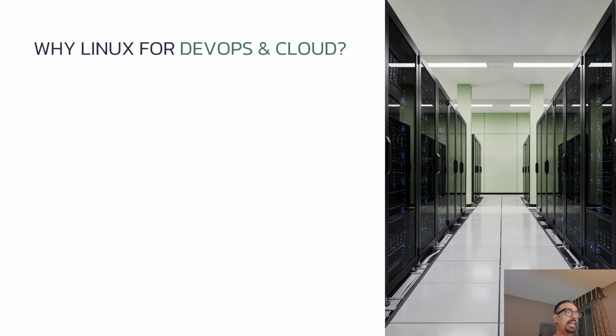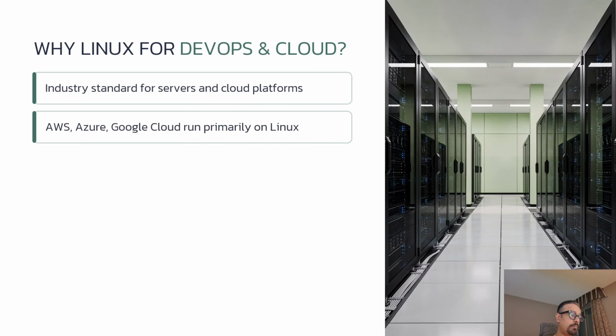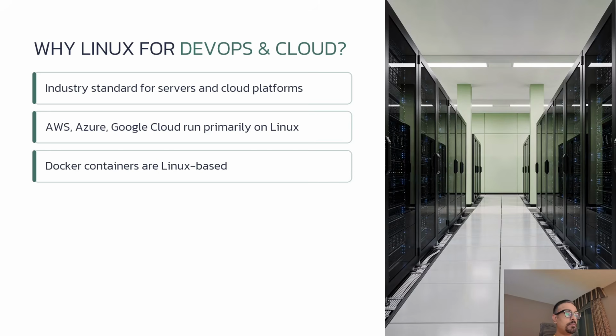Now let's see why Linux is used in DevOps and cloud. First, Linux is the most commonly used operating system for the EC2 servers or the cloud servers. Companies trust Linux because it is stable, secure, and can run 24/7 without any issues. Second, when you create a server in cloud platforms like AWS, Azure, or Google Cloud, most of the time it is a Linux server. That's why Linux knowledge is very important for DevOps or cloud jobs.